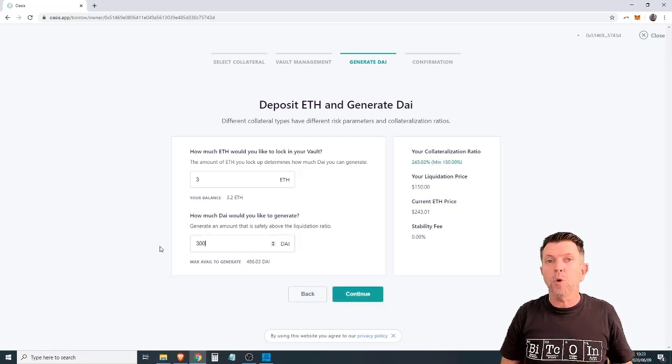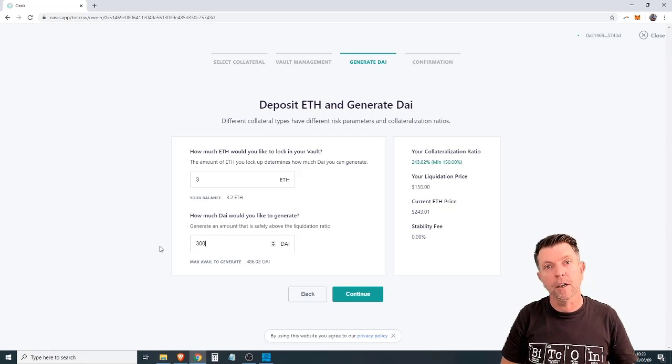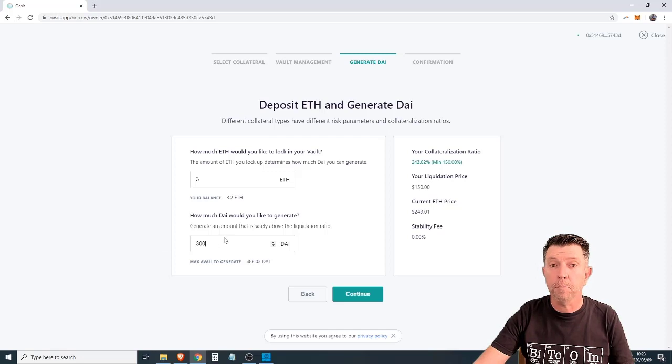So guys, this is important. Make sure you don't over-collateralize or take too much money out of your loan, because you can get liquidated. Once again, you don't lose everything if you're liquidated. You simply have to pay a 13% fee, your loan is closed, and the Ethereum collateral is refunded. So we're going to take 300.